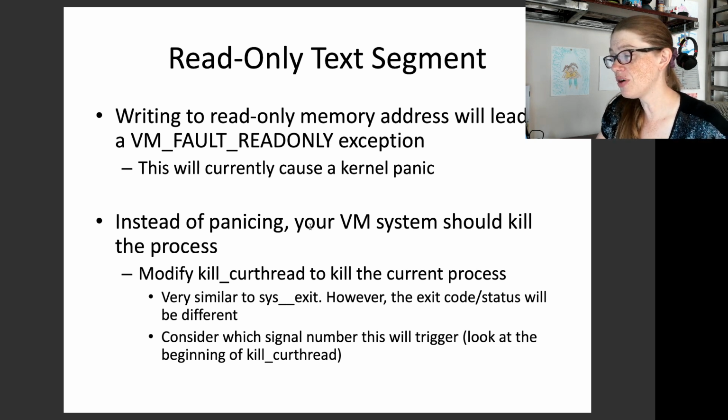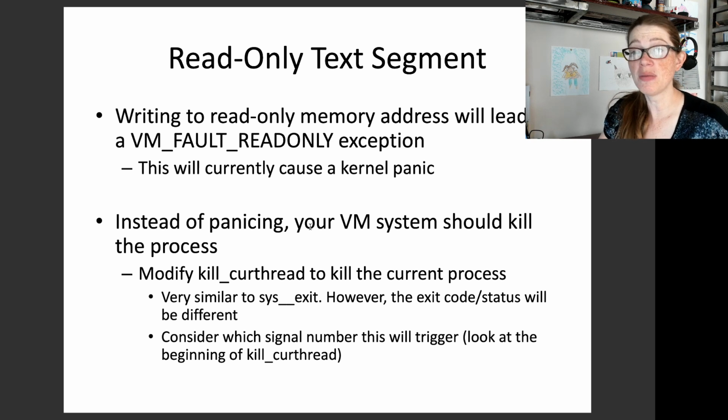So what we want you to do is remove the panic from dumbVM, and add an appropriate error case to VM fault such that it returns an error to mipstrap, and mipstrap will forward that error to kill cur thread. And then inside of kill cur thread, we want you to actually kill the current process. Now how that's going to work is going to look a lot like sysexit. And I actually see a lot of people calling sysexit inside of kill cur thread to solve this problem. However, that would be wrong, because if you are killing a process because it's done something bad with memory, you're not calling exit. So calling sysexit doesn't make sense.